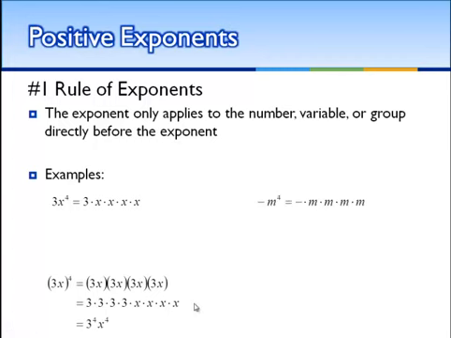Now the time when this gets most tricky is when there's a negative involved. Negative m to the fourth power, that 4 applies only to the m. So that expanded gives us negative m times m times m times m. If you want that negative also to be multiplied 4 times, you put it in parentheses. That gives us negative m times negative m times negative m times negative m. And since there are 4 negatives and they cancel themselves out in pairs, that expression simplifies to positive m to the fourth.